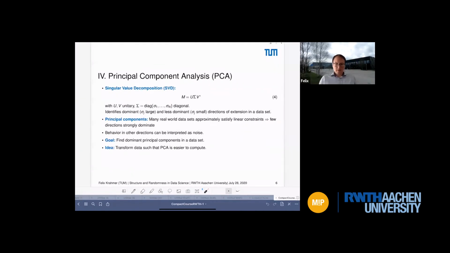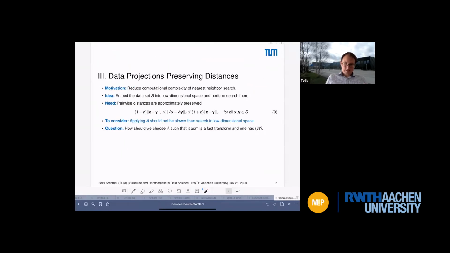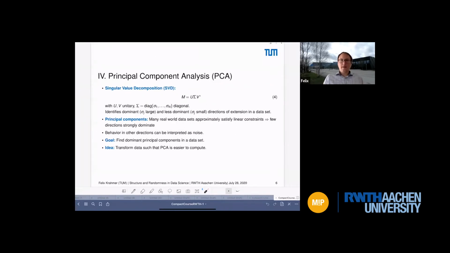Okay, so the last problem that I want to touch upon, and as I said, this is only an application, because the strategy is really just applying these data projection preserving distances. But I still wanted to point it out, because I think it's a very handy application, and one of the applications where what we are doing here and what I will present to you is very, very useful, is the area of principal component analysis.